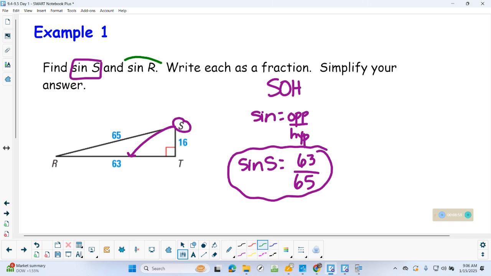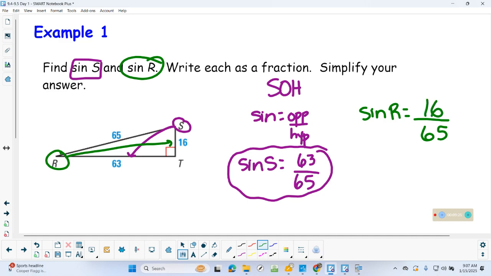Okay, let's do now R. So sine of R. Okay, hypotenuse. Is the hypotenuse still the same? Yeah, that never changes. I'm going to cheat and fill the hypotenuse in first. Okay, but I got to look closely from angle R. What side is opposite of R? The 16.